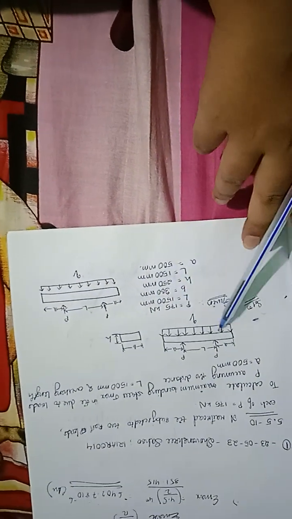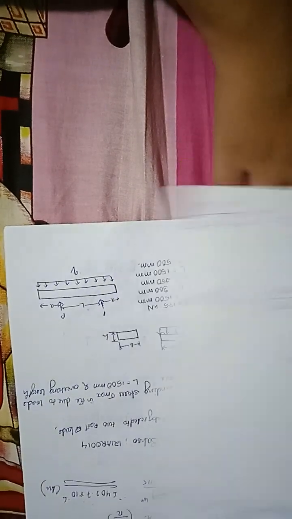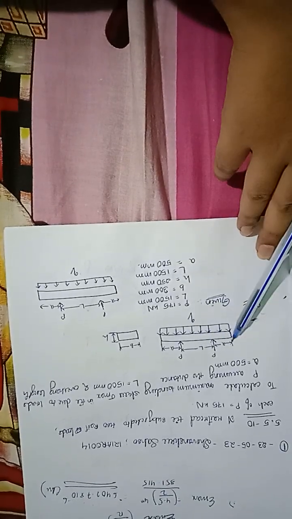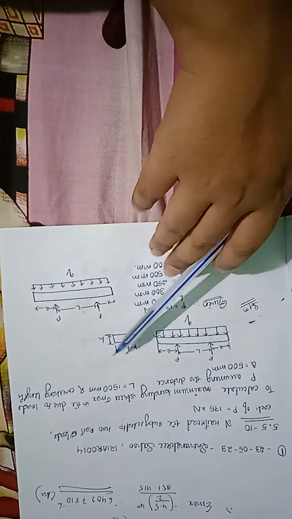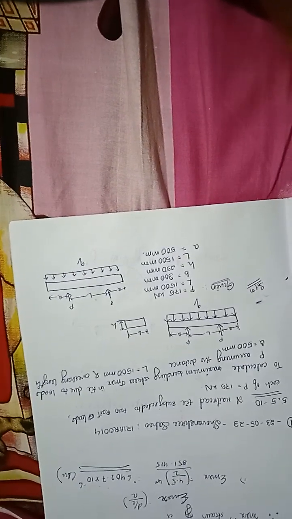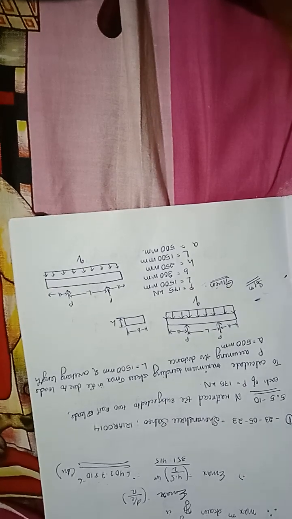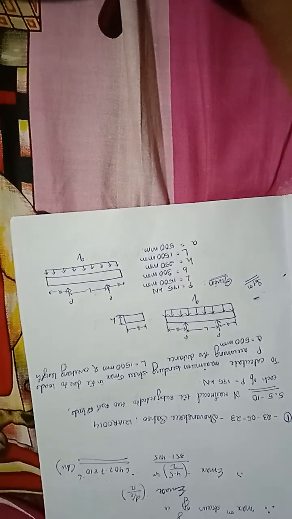So we have, this is the railroad, P load and L distance between them, and this is the overhang. This is the cross section with b and h. Given P 175 kilonewton, L 1500 mm, b 300 mm, h 250 mm, a 500 mm.